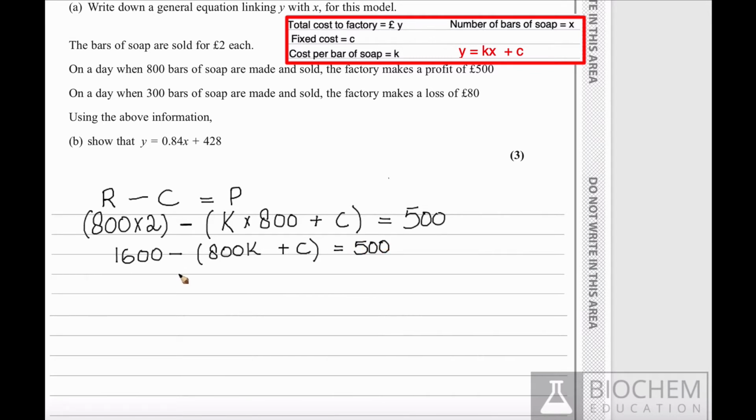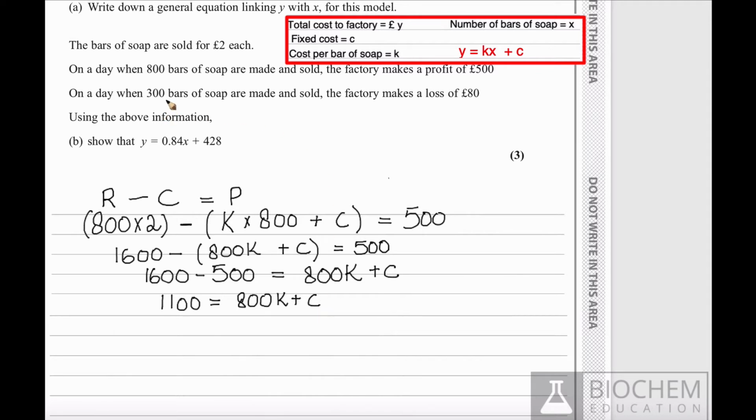Simplifying this further, we can bring this whole term on the right hand side and 500 to the left. And we can write this as 1600 minus 500 equals, this whole thing on the other side will become plus, so therefore we can write 800k plus c. 1600 minus 500 is 1100. Hence 1100 equals 800k plus c.